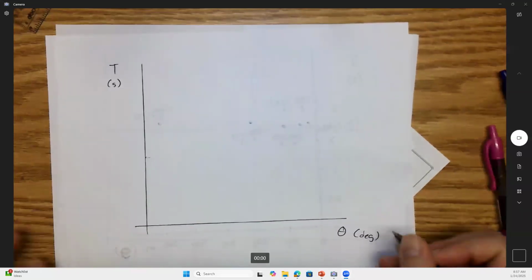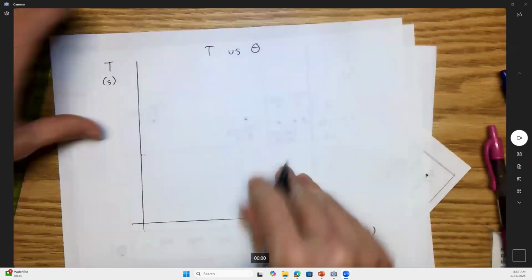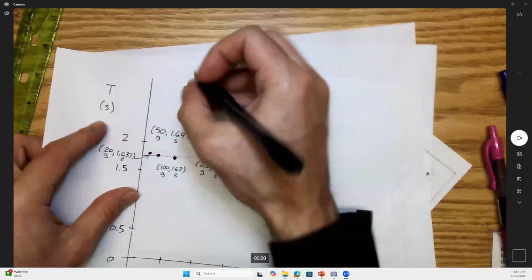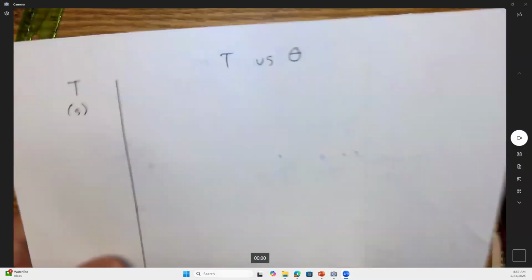Oh, you know what could have made this better? Maybe we should put a title on here: T versus theta. We should have done the last one too. Slap on a title real fast. Okay. So the last one was T versus M. This one's going to be T versus theta.